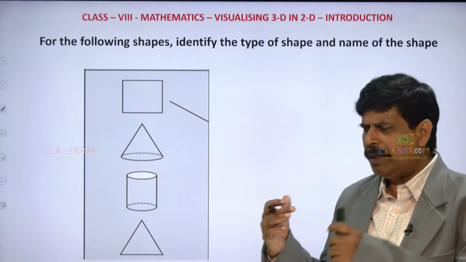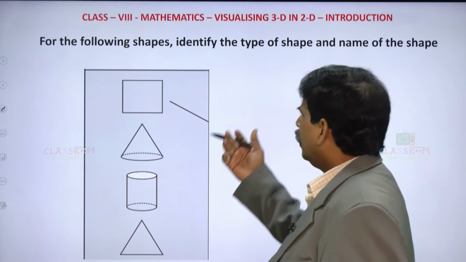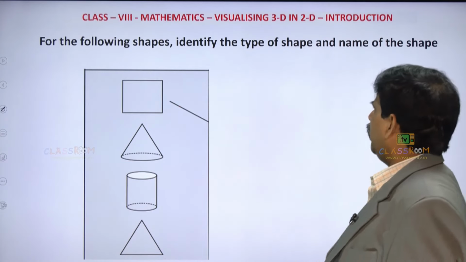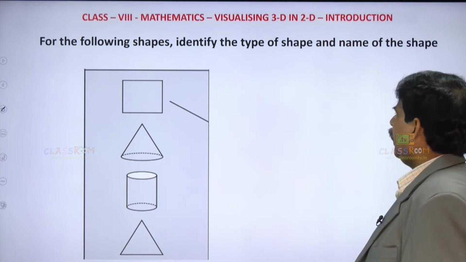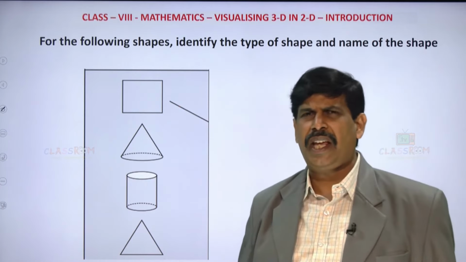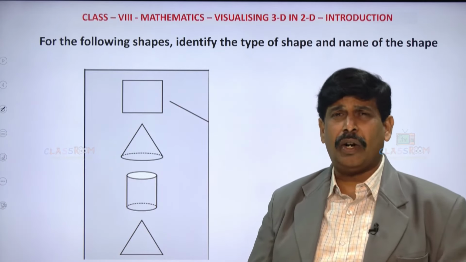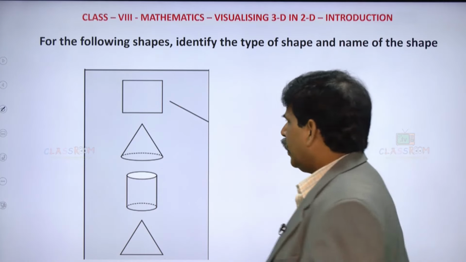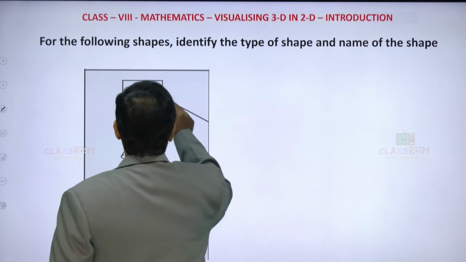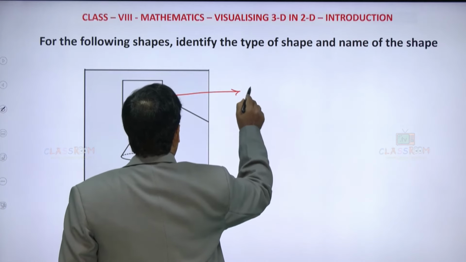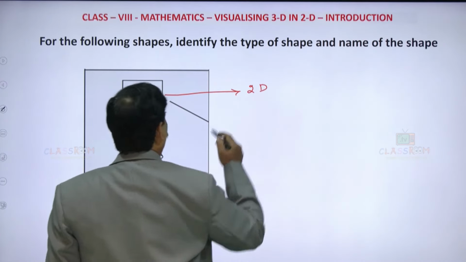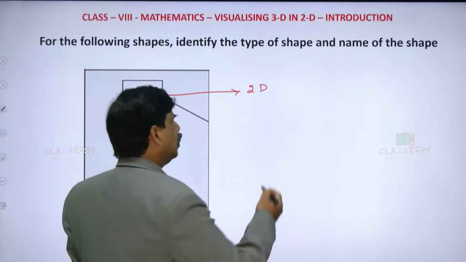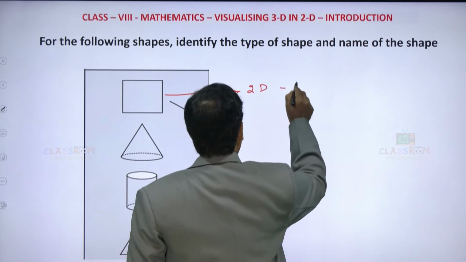So now we have some shapes here. For the following shapes, identify the type of shape and name of the shape. So we have to say whether it is 3-dimensional or 2-dimensional, and you should say what is the shape. Let us see, this is a square here. We know a square is a 2D figure. It is a 2-dimensional figure. Okay, so what is the name of the shape? It is a square.